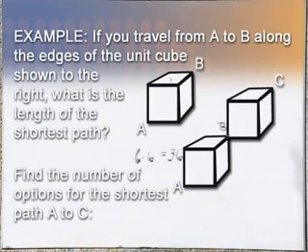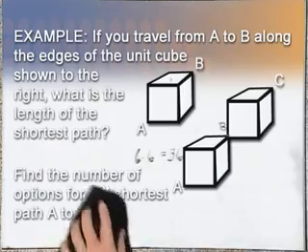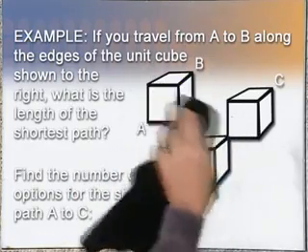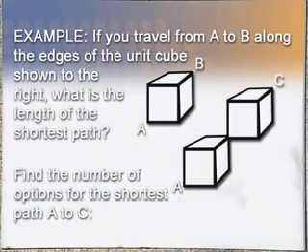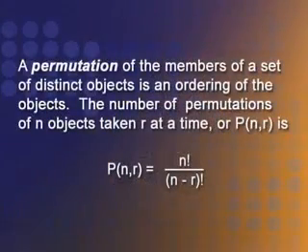By the way, how long would the shortest path be if these are both unit cubes? 6? Yes, because you'd travel a distance of 3 on the first cube and then a distance of 3 on the second cube. Okay, well now let's introduce permutations, and let's do this by going to the next graphic.